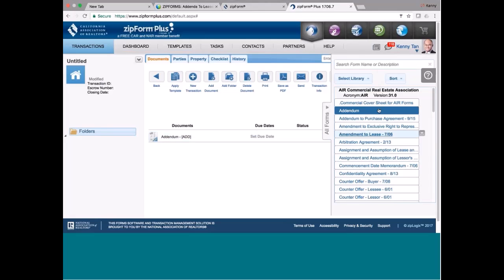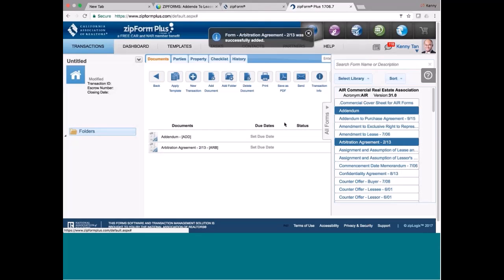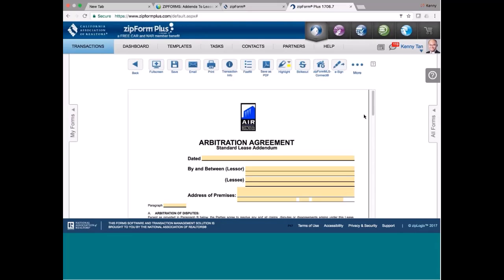Other addenda that we use in conjunction with leases would include an arbitration agreement, for example. This arbitration agreement, you open it up, it's called a standard lease addendum. In all of the 6 kinds of standard leases that we prepare, the parties have the option to go for arbitration in the event of a dispute. Do you want to go to court or do you prefer arbitration?